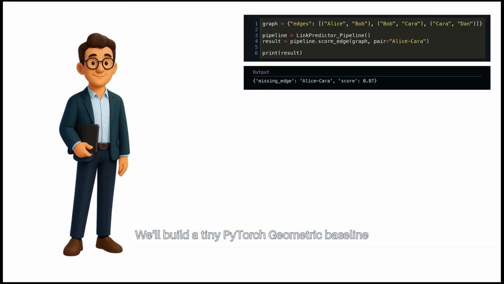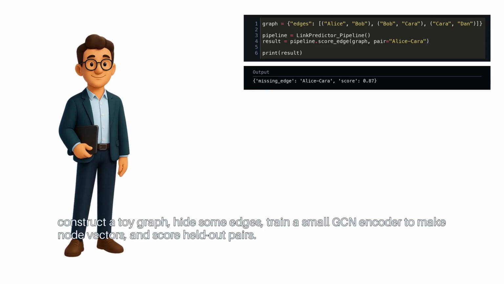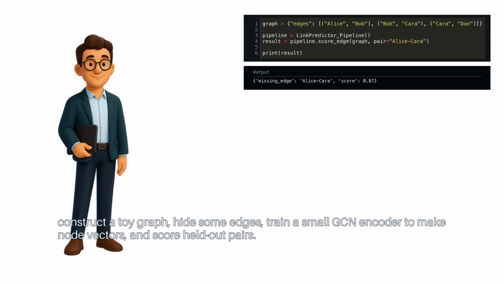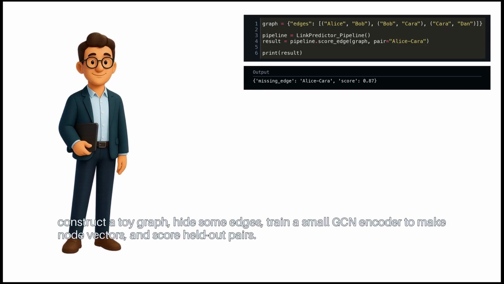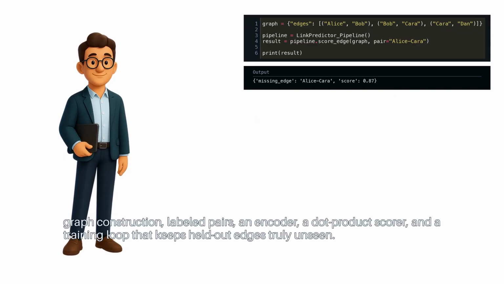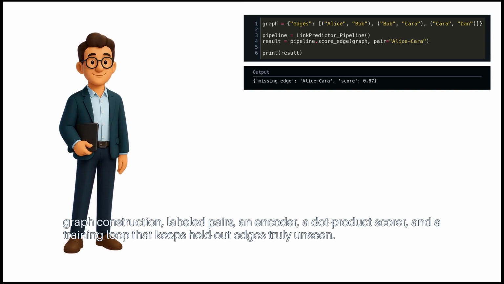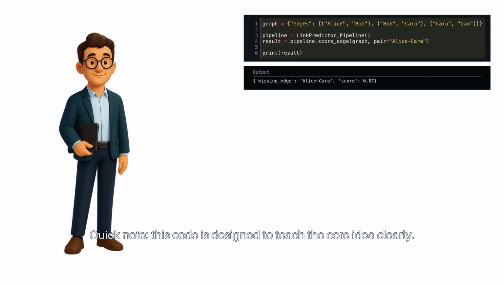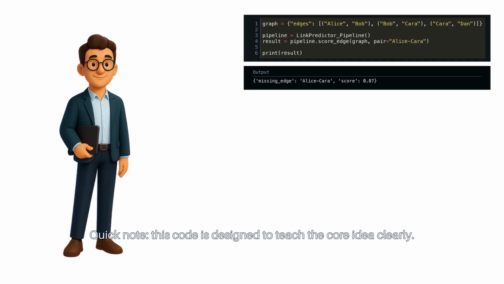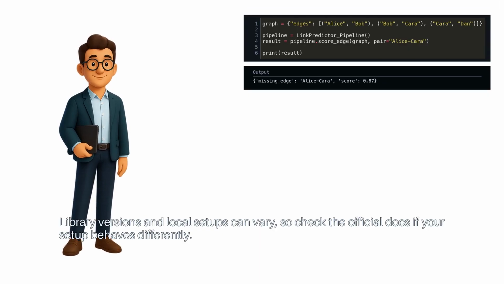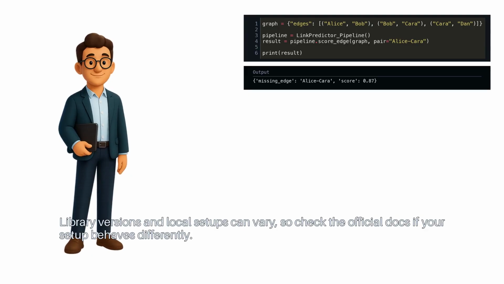We'll build a tiny PyTorch Geometric baseline, construct a toy graph, hide some edges, train a small GCN encoder to make node vectors, and score held-out pairs. You'll see the pieces: graph construction, labeled pairs, an encoder, a dot product scorer, and a training loop that keeps held-out edges truly unseen. Quick note: this code is designed to teach the core idea clearly. Library versions and local setups can vary, so check the official docs if your setup behaves differently.